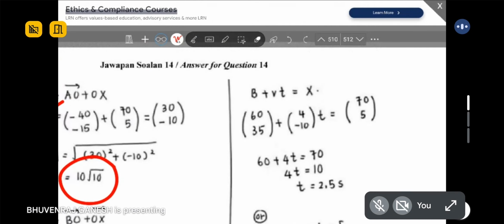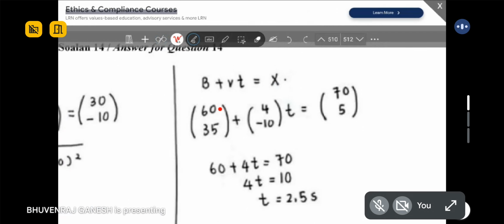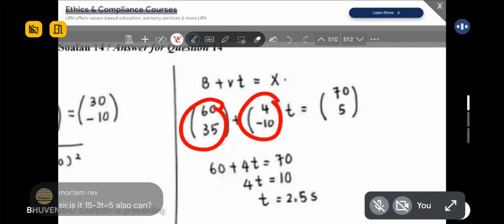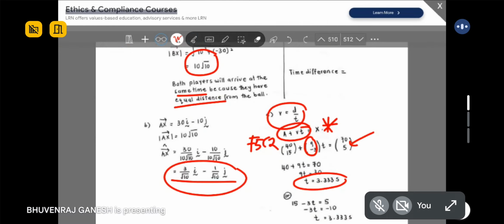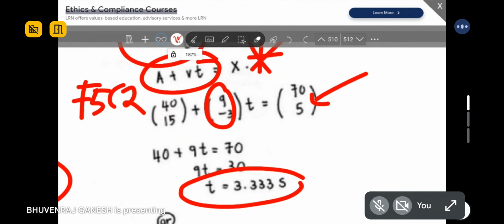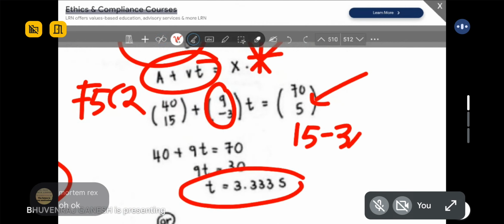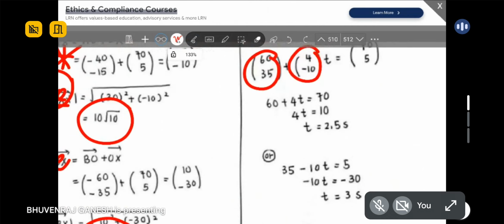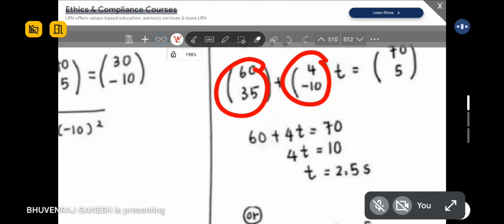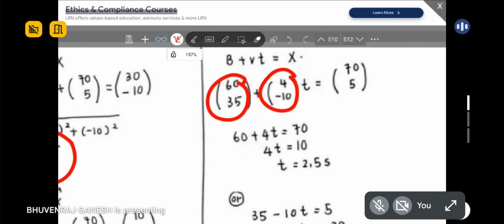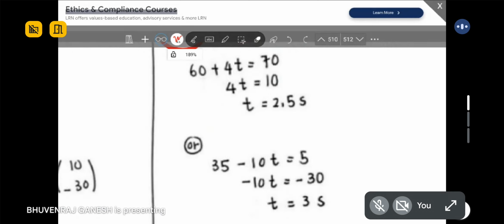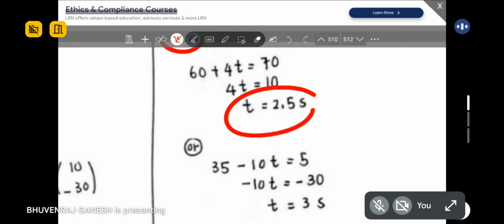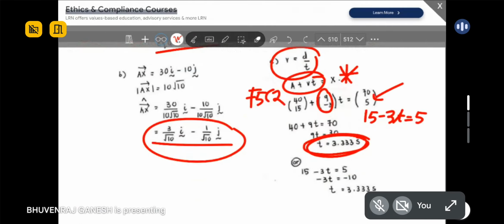For player B, the concept is the same, use the coordinate for player B and the velocity. Sir, is it 15 minus 3t equal 5? Wait, yes, can. Same answer. You can choose up or down, guys. Masih sama. If you do this also, you get this one. Just choose one, enough. Buat satu saja. Don't do both, because both will give you the same answer. So you don't need to waste time. Same for this one, find the time. So 2.5 seconds.